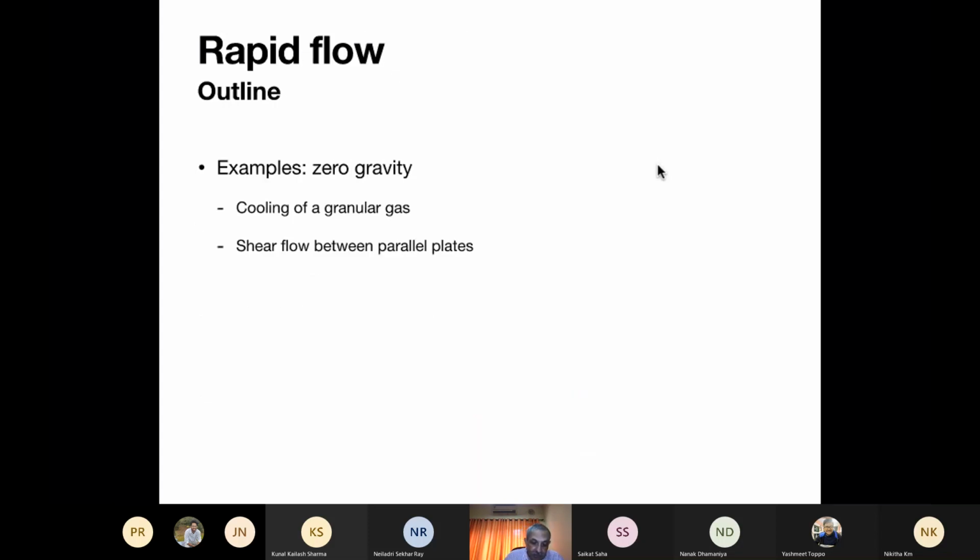And then today what I want to do is to look at a couple of examples where gravity is zero. So there's no gravity in the system. And the two examples we'll look at, at least we'll start looking at, are cooling of a granular gas. That is, you have a gas of particles in a box, and then they collide with each other, and because of inelastic collisions, the temperature comes down. So can we model that? And then supposing you have particles between parallel plates which are being moved at a constant velocity, so that there's a shear flow generated, and what will be the profile for that? So we'll try and look at these two things today.